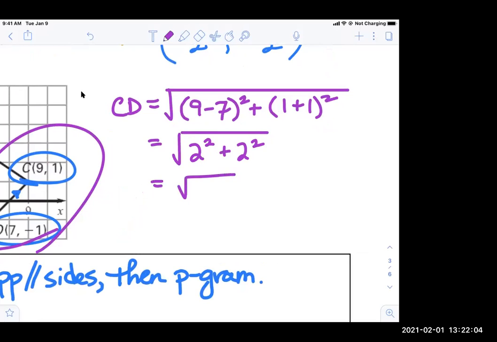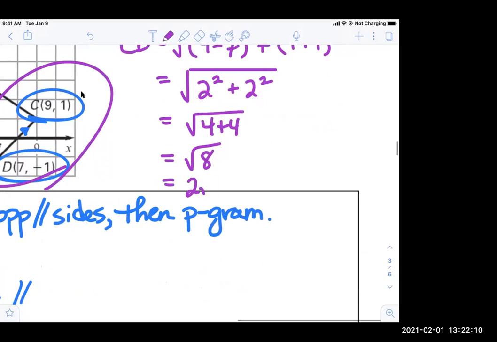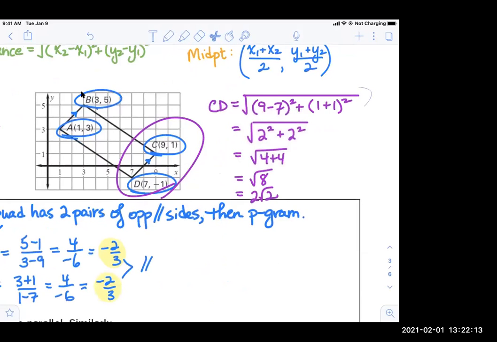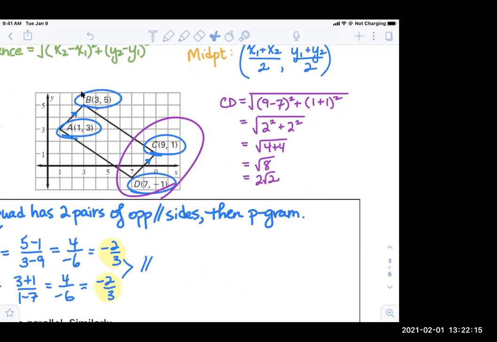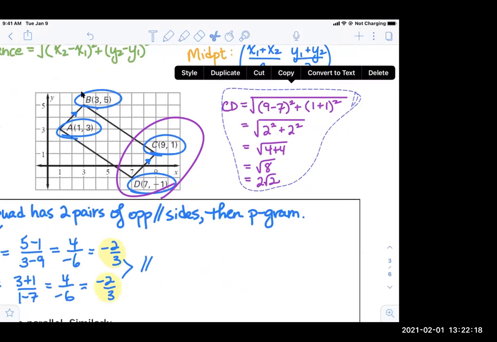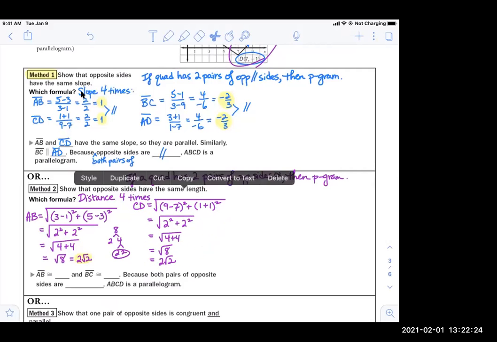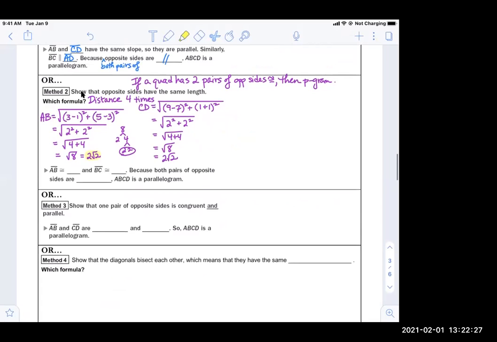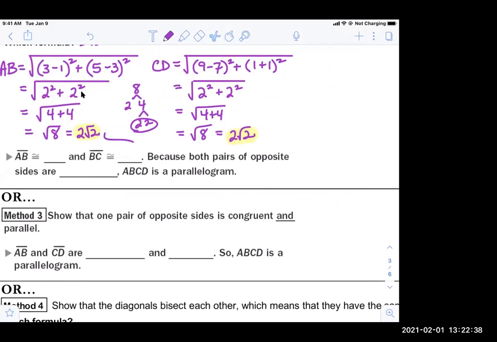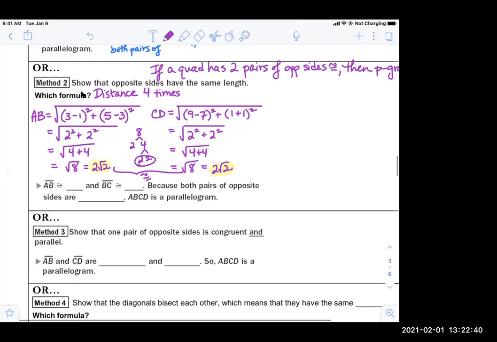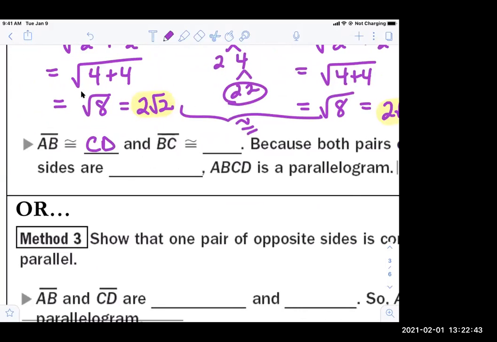So we got square root of 4 plus 4, square root of 8, 2 root 2. Now again, we know this is a parallelogram, so they better come out to be the same. If they don't, then something's wrong. So we just showed that AB and CD are congruent. I should move that up so I can put that in there a little better.